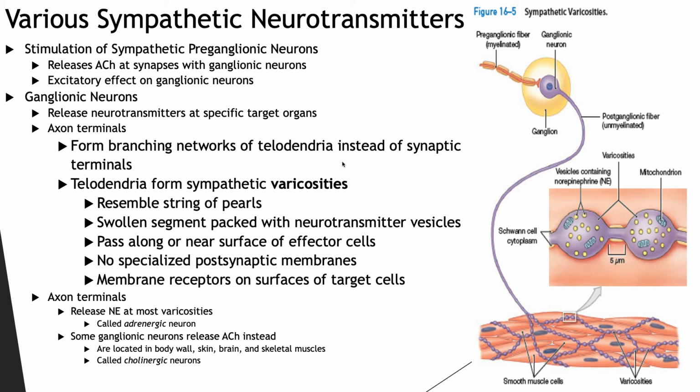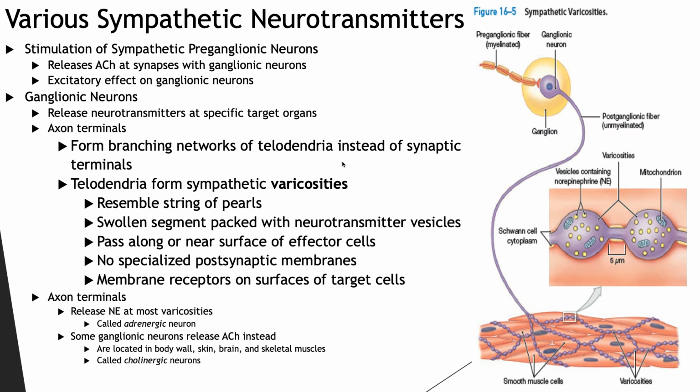These ganglionic neurons then release neurotransmitters at specific target organs. The axon terminals differ from the neuromuscular junctions of the somatic nervous system. In the sympathetic nervous system, the telodendria form a branching network, with each branch resembling a string of pearls. Each pearl is a swollen segment called a varicosity and is packed with neurotransmitter vesicles. Chains of varicosities pass along or near the surface of effector cells, and these cells have no specialized postsynaptic membrane, such as the motor end plate of skeletal muscle cells. Instead, membrane receptors are scattered across the surface of the target cell.